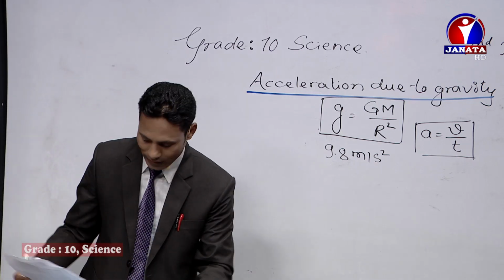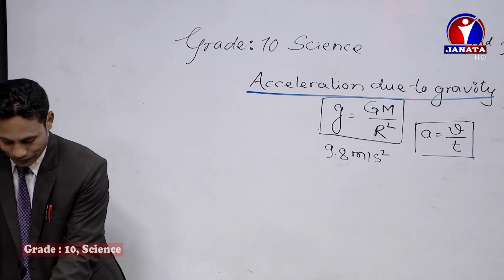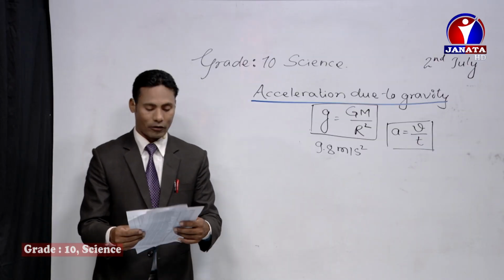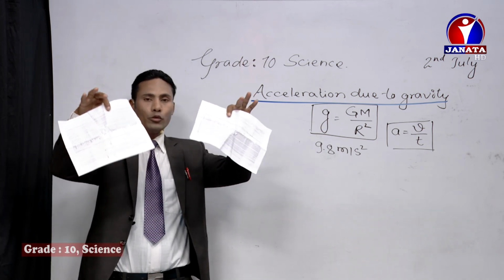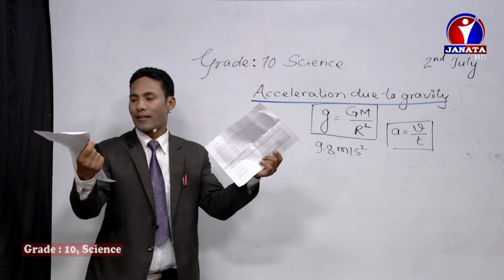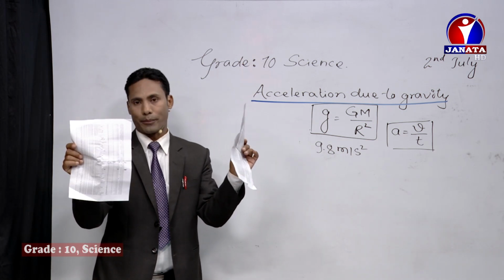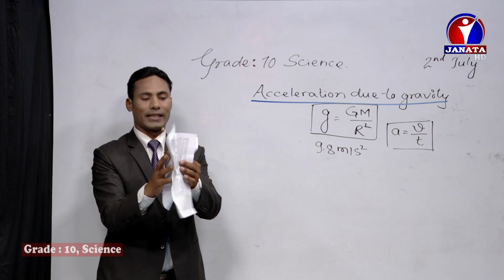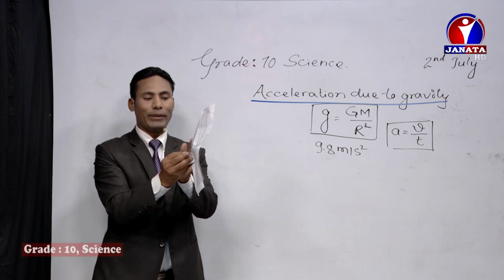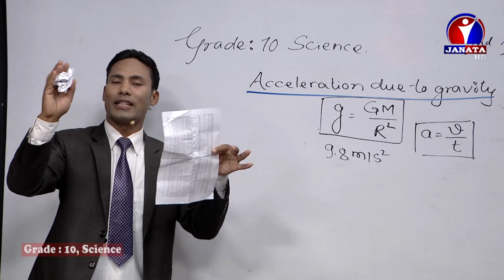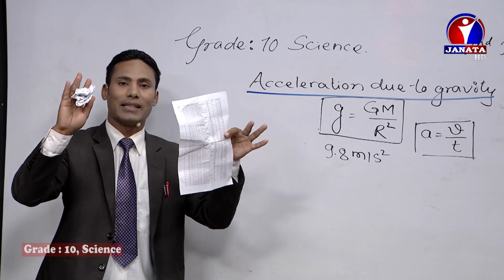So let me show one demonstration here. That is, acceleration due to gravity is independent of mass. So here I have two identical sheets of paper. Identical sheets mean the mass is also the same and the dimensions are also the same, right? So if I squeeze this one, I have made it a squeezed paper. So this one is the sheet and this one is the squeezed paper. The mass is the same.